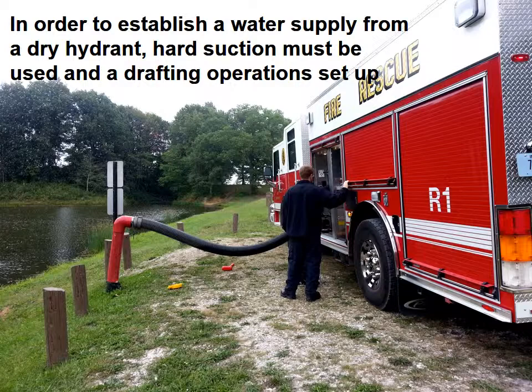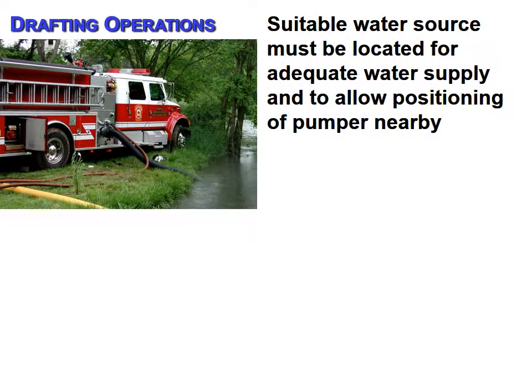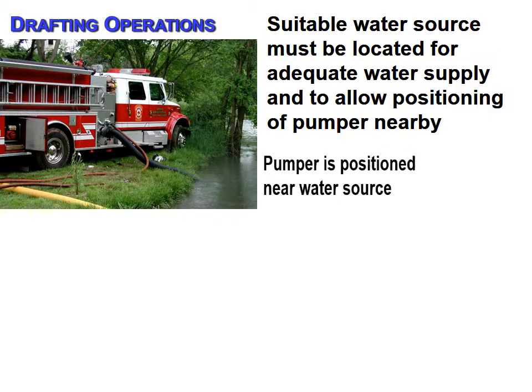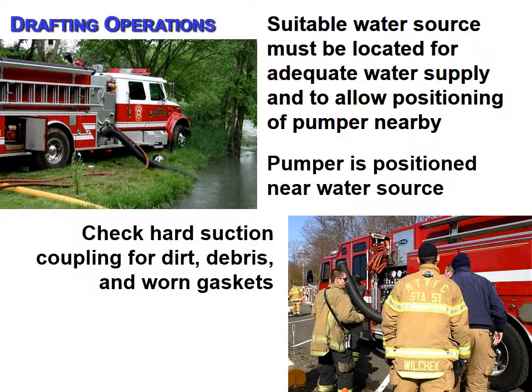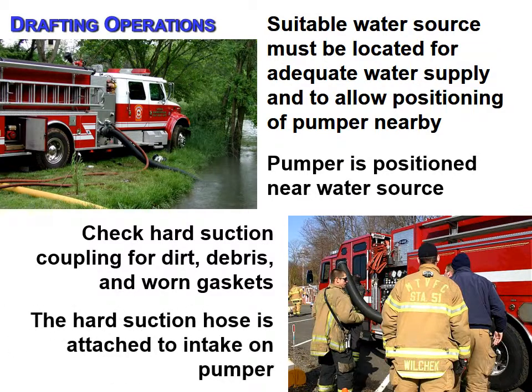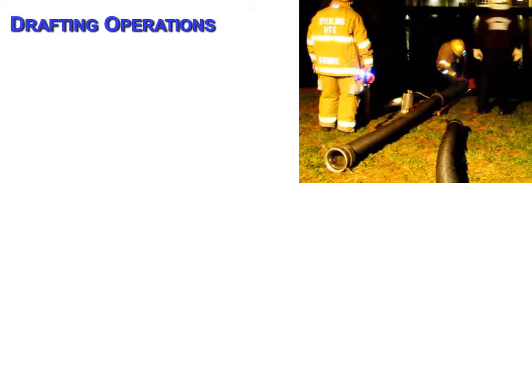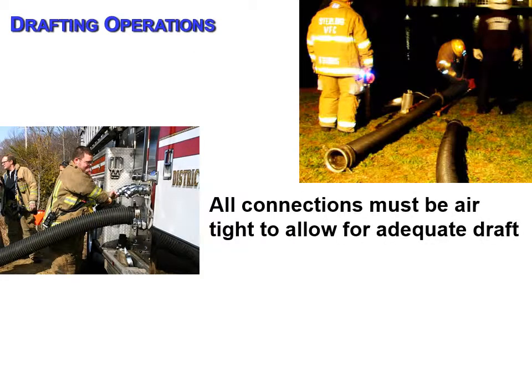Drafting operations: a suitable water source must be located for adequate water supply to allow positioning of the pumper nearby. The pumper is positioned near the water source. Check hard suction couplings for dirt, debris, and worn gaskets. The hard suction hose is attached to the intake on the pumper. A strainer or floating strainer is attached to the hard suction. All connections must be airtight to allow for adequate draft.